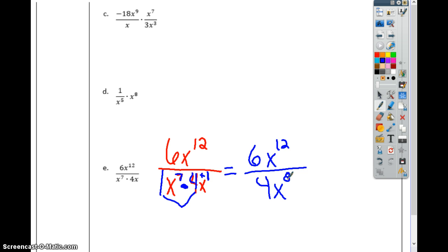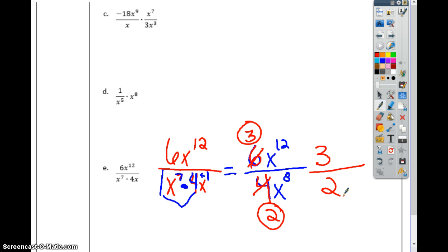Now I can still simplify. This 6 over 4, we don't subtract them. It's just like a regular old fraction. What goes into both 6 and 4? 2. 2 goes into 4 twice. 2 goes into 6, yeah, nice job. So I've got 3 over 2 is my fraction part. Now how many x's do I have left?